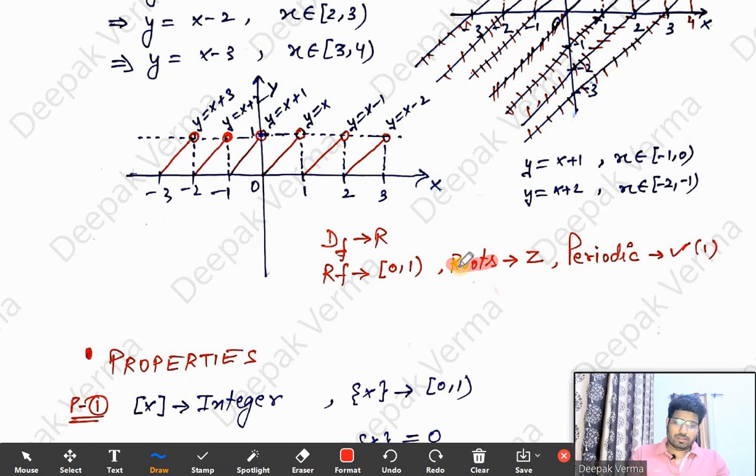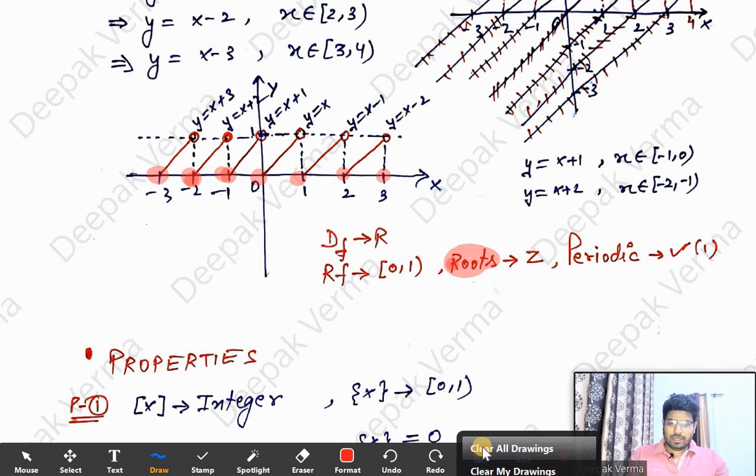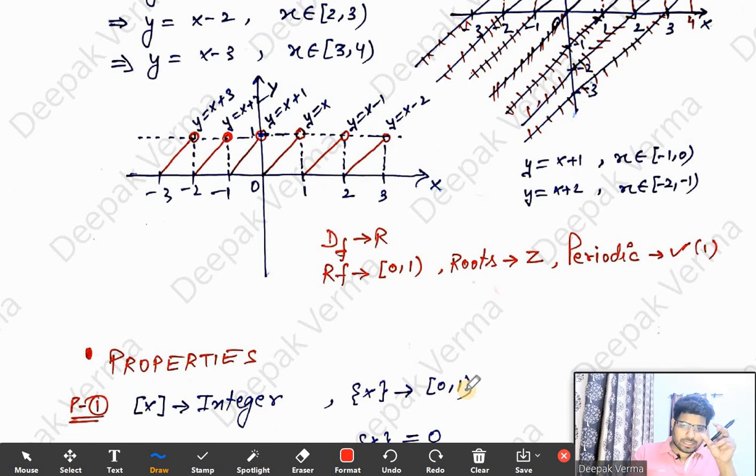Now, what are the roots? Root means the points where the graph cuts the x-axis. At how many points does the graph cut the x-axis here? We can see there are lots of points: -3, -2, -1, 0, 1, 2, 3, infinite points. Got it? But the points are integers only. So roots are all the integers.